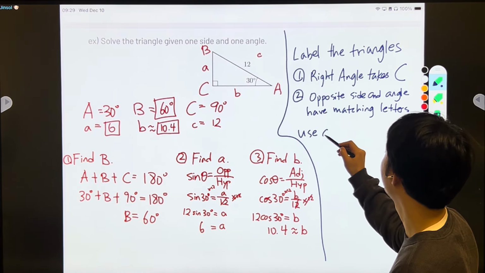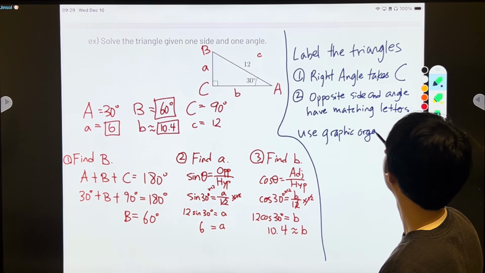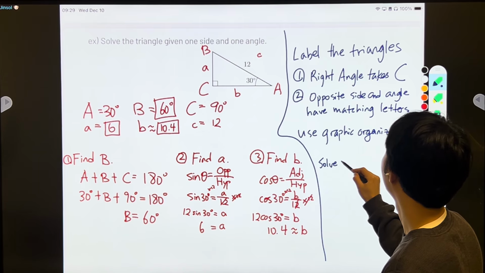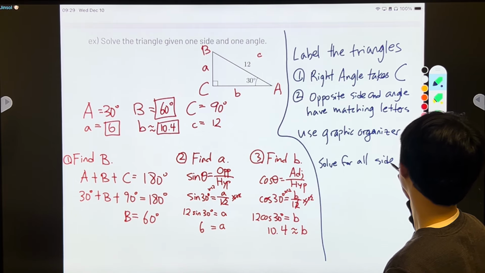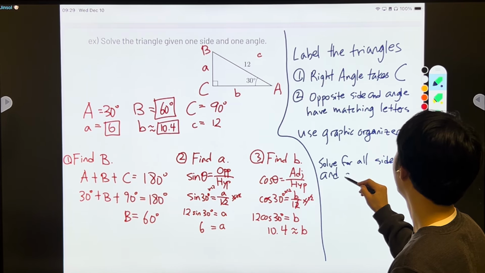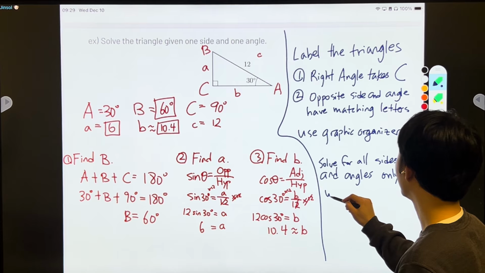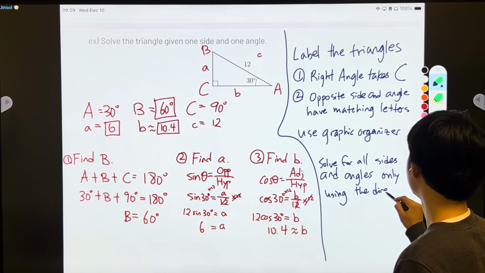And once again, use the graphic organizer, and solve for all sides and angles. And once again, only using the direct measurement.